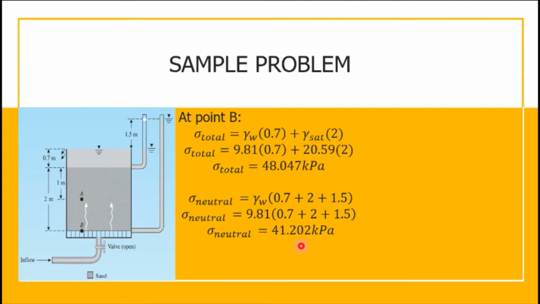In order for us to get the effective stress, we just have to subtract the two values, the total stress and the neutral stress, and this will give us 6.945 kPa. So that would be the example for the upward seepage. If it is downward seepage, the head loss is just negative, and also at point A.